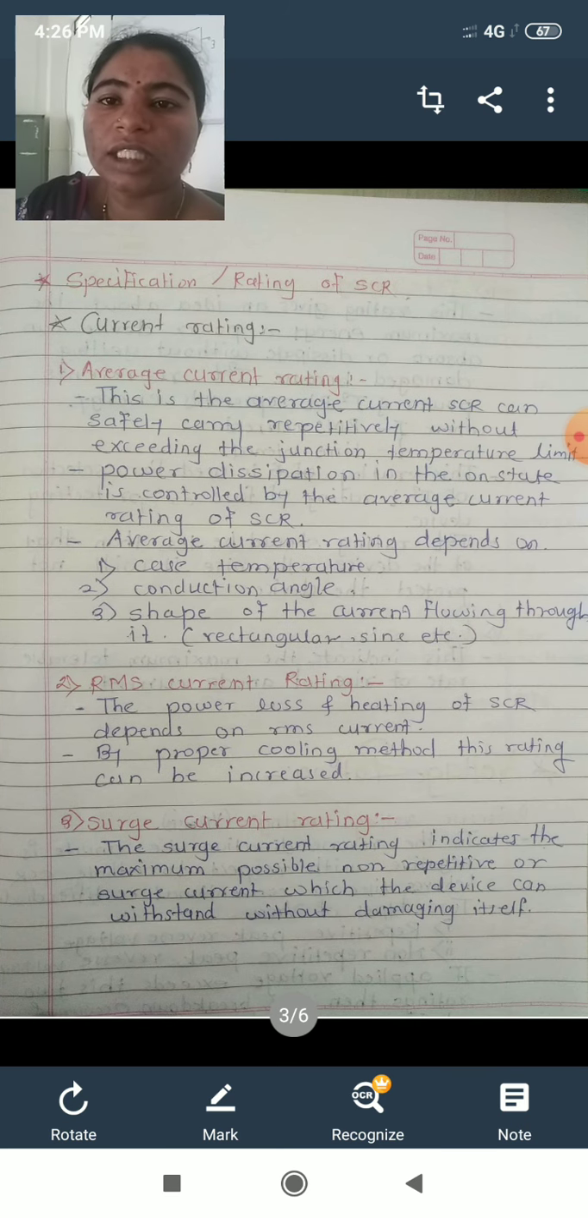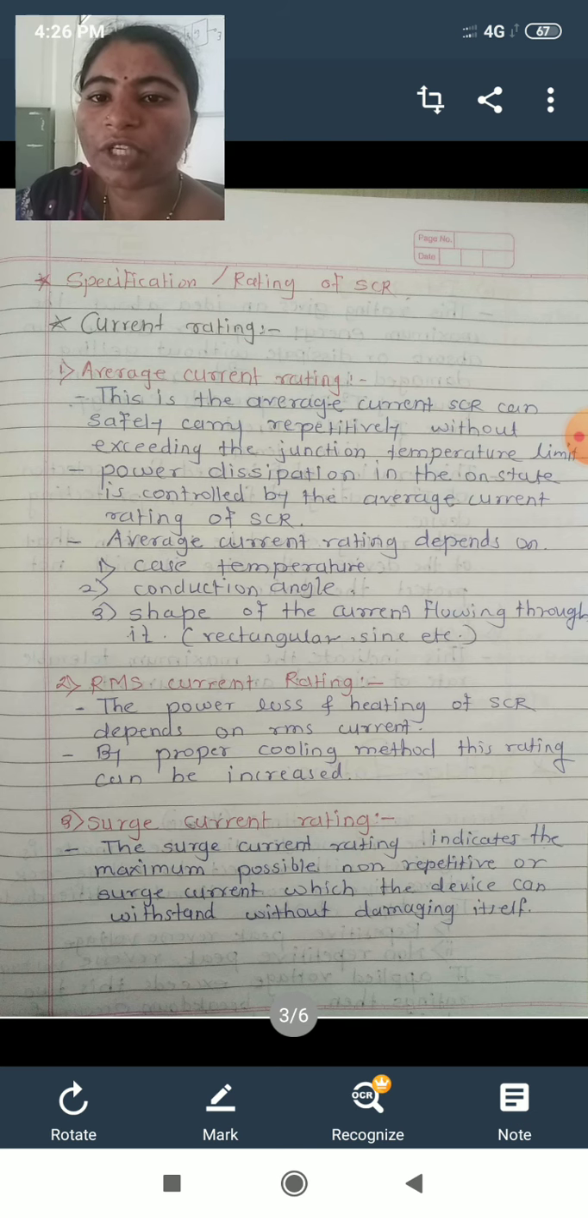Next point, see the specification, also called the rating of the SCR. First, these ratings of the SCR are divided into two: first is current rating, second is voltage rating. See, current ratings are there. First current rating is the average current rating. What is the average current rating?